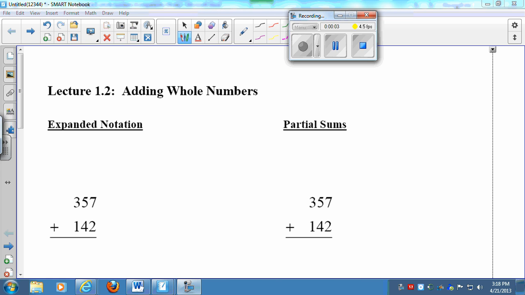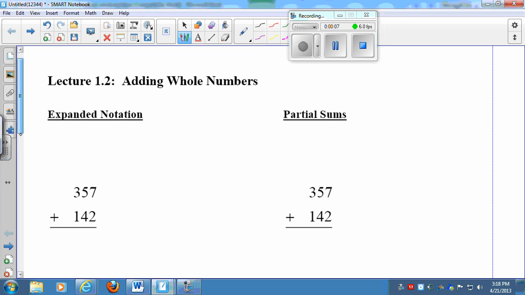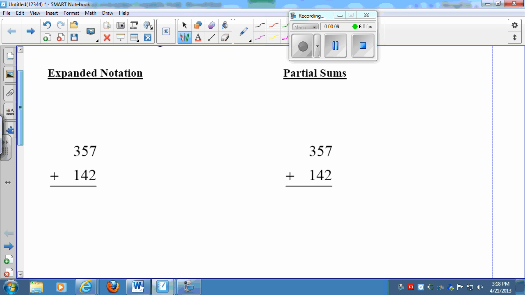Expanded notation is decomposing a number into its place values. So if I was to look at 357, I would simply write it as 300 plus 50 plus 7. 142 would be 100 plus 40 plus 2.